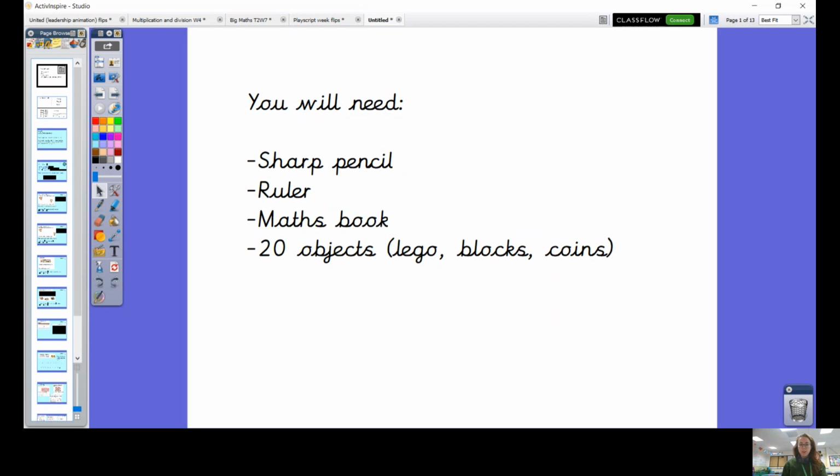So before we get started, can you just check you've got everything you need? You need a sharp pencil, a ruler, your maths book that we gave you previously in the term to work at home with. It should have squares inside, and 20 objects if possible, just 20 little objects. It could be Lego, blocks, coins, anything like that. And if you really haven't got any 20 objects, you can actually just use your pencil if you need to. So just get yourself sorted now. You might need to pause the video to do that.